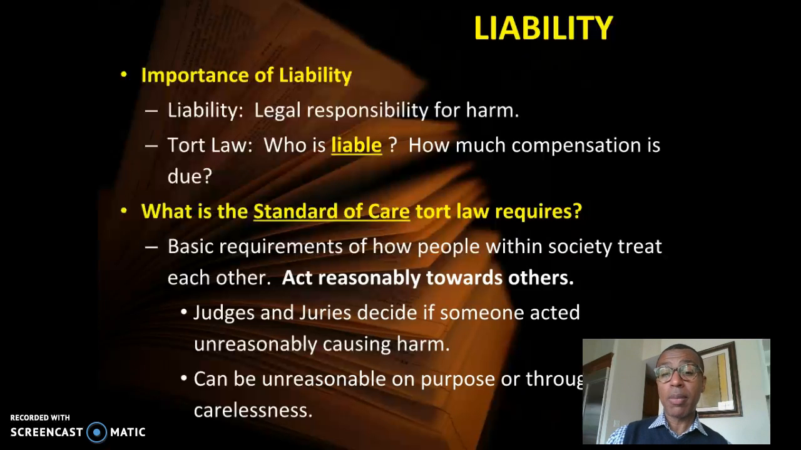The basic requirements of how people within society treat each other, we call that the standard of care. And again, it's back to the premise that we must act reasonably towards each other. Judges and juries decide if someone acted unreasonably causing harm. Sometimes the person can do it on purpose, and many times it's done simply through careless acts.